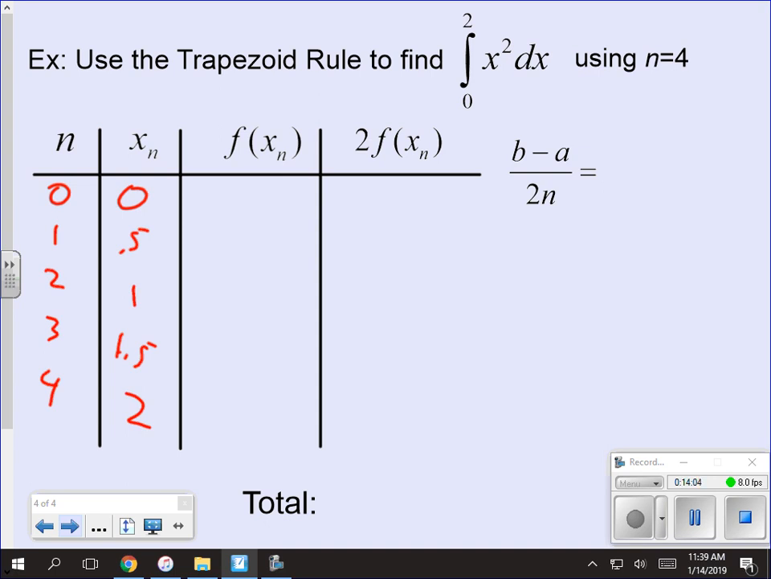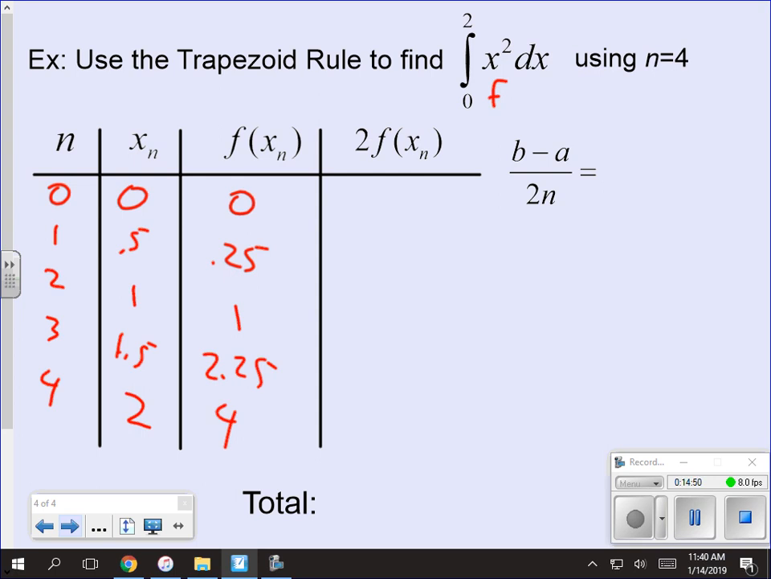Now I need to find the y coordinates that match those. So I just plug those into f of x. Okay. So 0 squared, because I put 0 in there. I want to find f of 0. Well, that's my function f. 0 squared would be 0. 0.5 squared, 0.25. Right? Yeah. 1 squared is 1. 1.5 squared is 2.25. Right? And then 2 squared is 4.